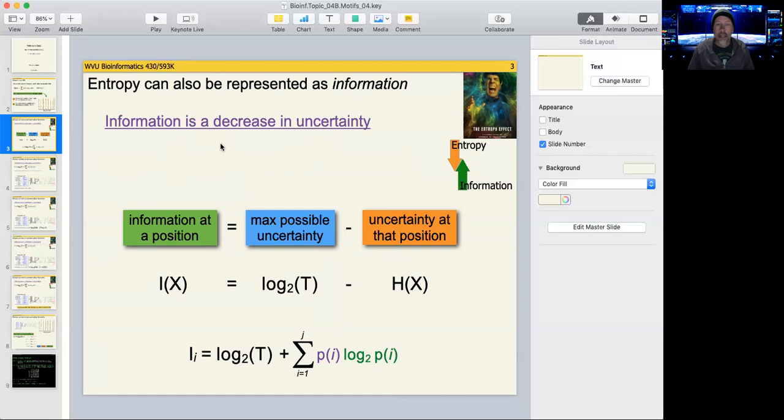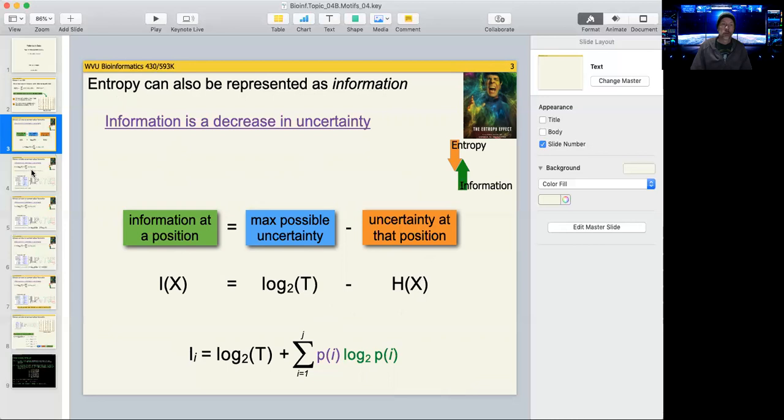How do we calculate that? Information here is I, and that's just at any position. We're going to take the maximum possible uncertainty and subtract the uncertainty at that particular position. Now we know how to get this value here. What we're going to go through is how we calculate uncertainty at a particular position in our multiple sequence alignment. Using this equation, we can calculate the information content at each position.